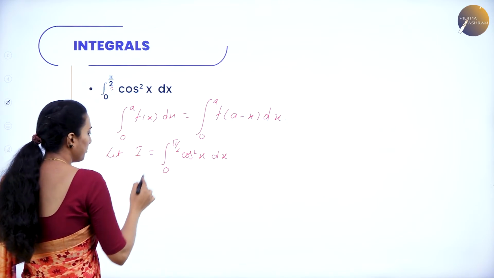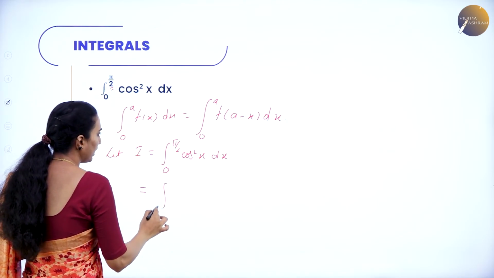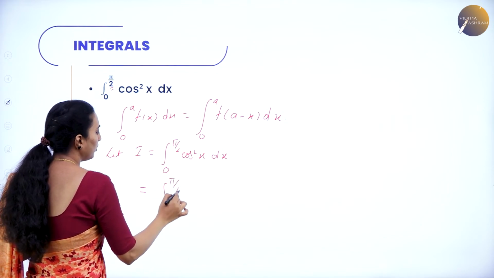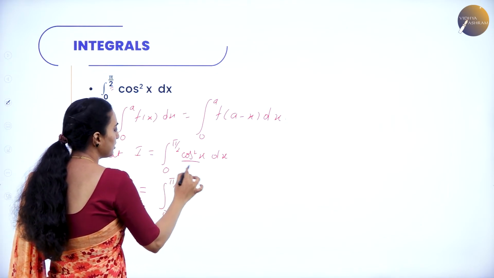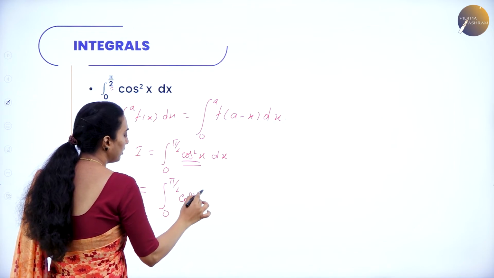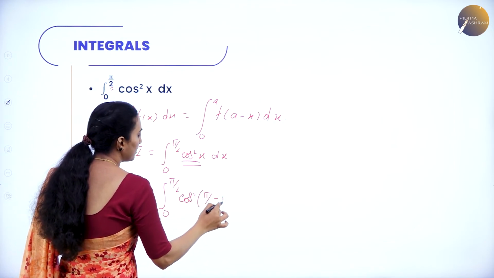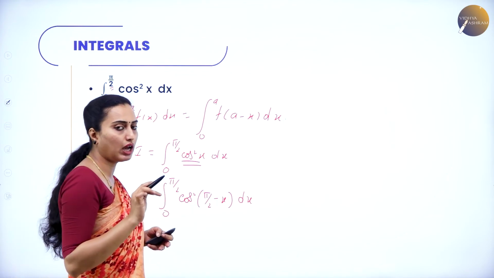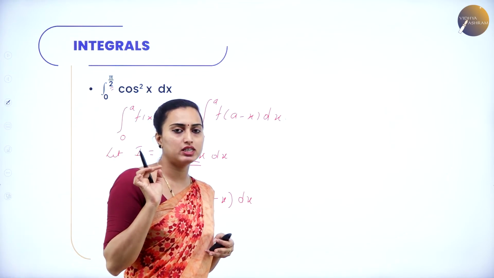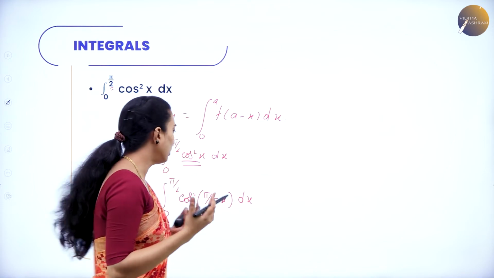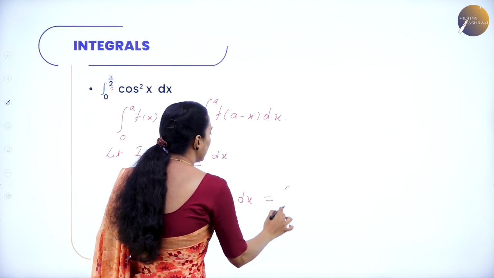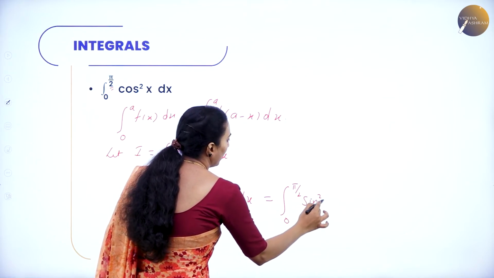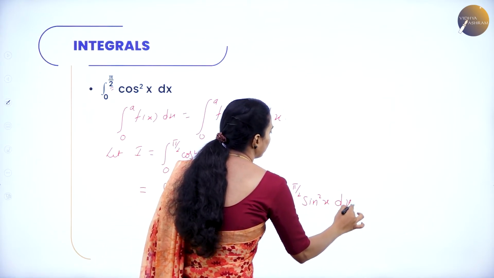Now here I am taking that one, which implies that I can change according to the property: integral 0 to pi by 2, f of a minus x, that is cos squared of pi by 2 minus x into dx, because a replaces pi by 2. You know that cos of pi by 2 minus x is nothing but sine x. So therefore, I can write this as integral 0 to pi by 2 sine squared x into dx.